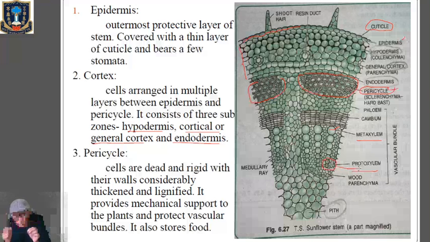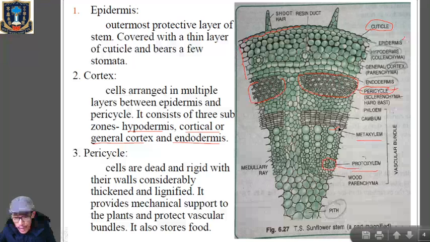Next one is cambium. This is present in between the xylem and the phloem. I have shown it in the diagram also. The cambium cells are small, rectangular, thin walled, and radially arranged. So in between the xylem and the phloem, we'll see the presence of cambium.